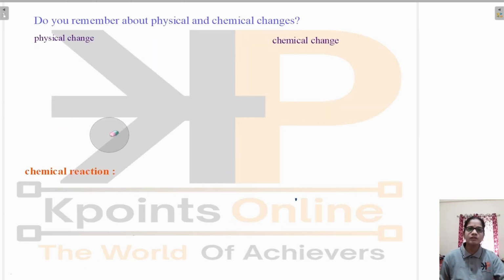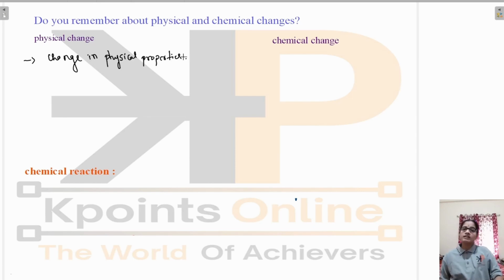So guys, do you remember physical changes and chemical changes that you have studied in grade 9? In order to understand chemical reactions we must know what a chemical change is. What about physical change? It is accompanied by a change in physical properties. Whenever there is a change in physical properties, we say that a physical change has occurred. Here there is a change in appearance, size, shape, etc., so the chemical composition or identity of a substance is not affected. It remains the same. Here there is no change in chemical composition.